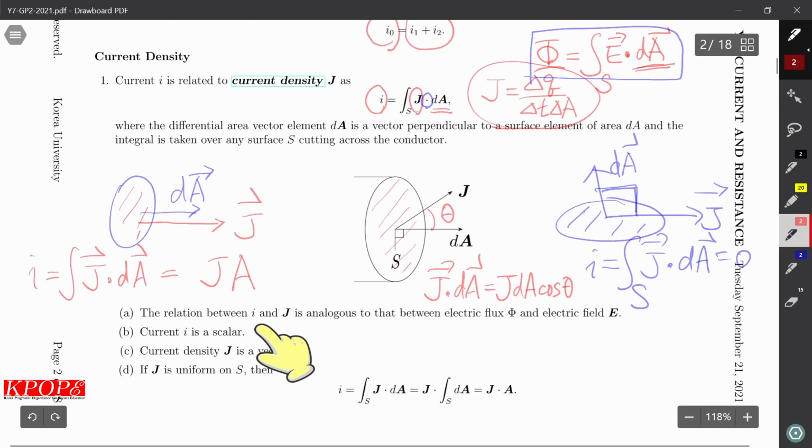The relation between I and J is analogous to that between electric flux phi and the electric field E. We have explained already: current I is a scalar, this is a scalar product. So current I is a scalar. Current density J is a vector. J is a vector, dA is a vector, and we compute the scalar product between the current density and the differential area element vector. If J is uniform on S, then just like what I have explained already, J dot A will be the value.